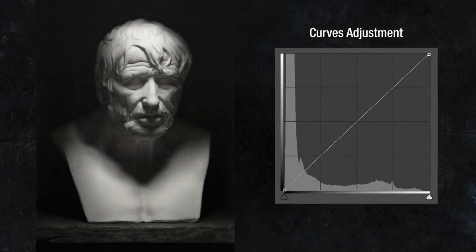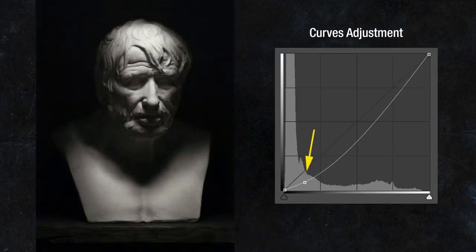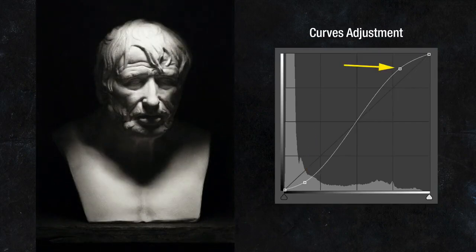This is a histogram with the curves adjustment that you can make in Photoshop and many similar programs. And here I'm compressing the darks. And here I'm compressing the lights. And this creates contrast. The center of the value range remains mostly unaffected. Alright, so this is value compression.